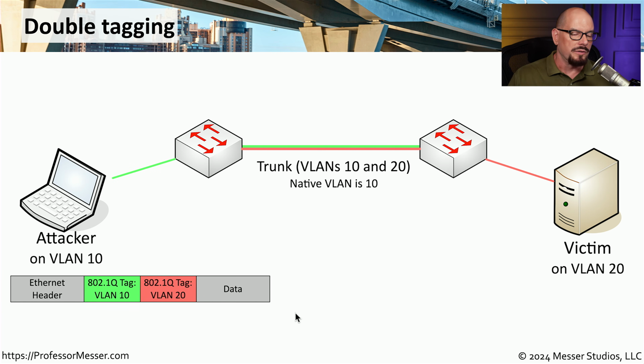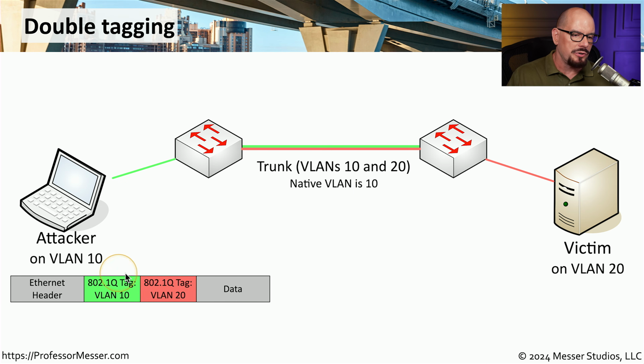Here's how this would work. We have a network set up with two switches. We have an attacker that's on VLAN 10, that's the green VLAN. We have a trunk between switches that supports sending information over VLAN 10 and VLAN 20. VLAN 20 is the red VLAN. And then we have our second switch, which has connections to the victim device, which is on VLAN 20. You'll notice on this link between the switches that the native VLAN is VLAN 10.